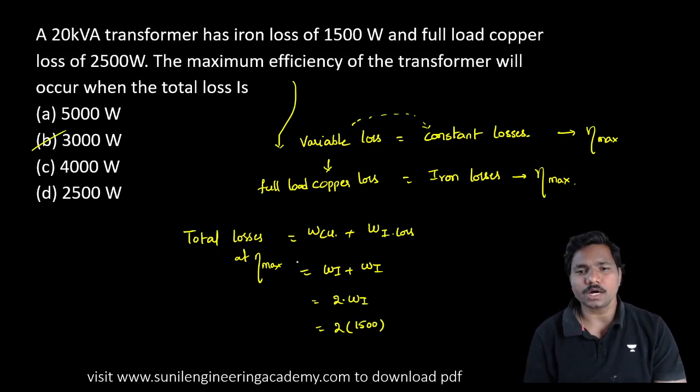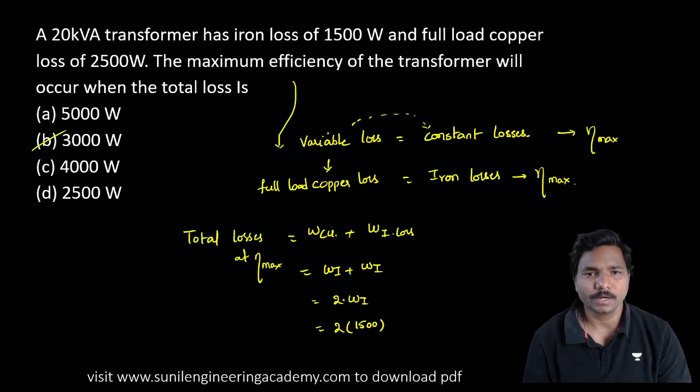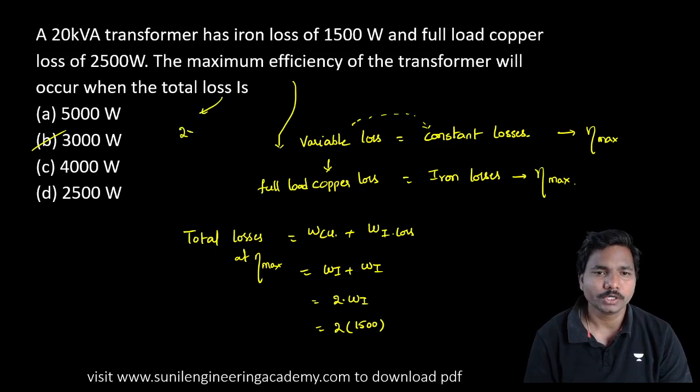No need to do all this in the examination. Simple method: to get the maximum efficiency, the total losses are nothing but 2 into iron losses. Directly 2 into 1500, 3000.